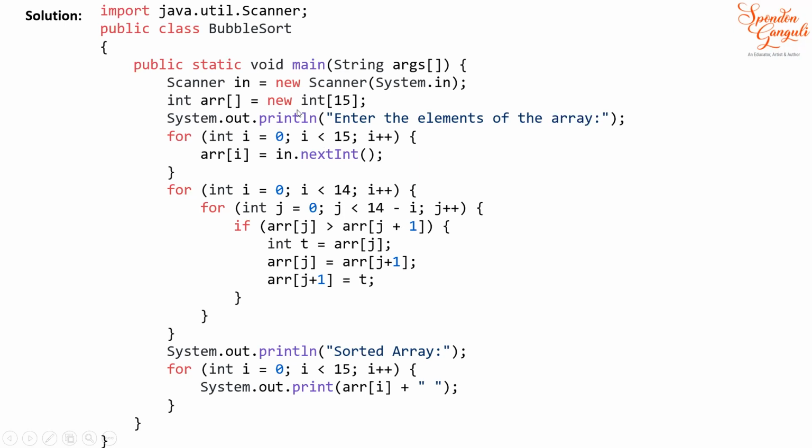Before that, declare an array. Here it's asked for 15, so the size is 15. Then run a loop to take the elements of the array. Finally, for the bubble sort, the outer loop runs less than 15, or less than 14. The inner loop is 0 to less than 14 minus I. Inside that, we are taking two adjacent elements, ARRJ with ARRJ plus 1. If they are not in proper order, they are swapped. Finally, you print the array elements.